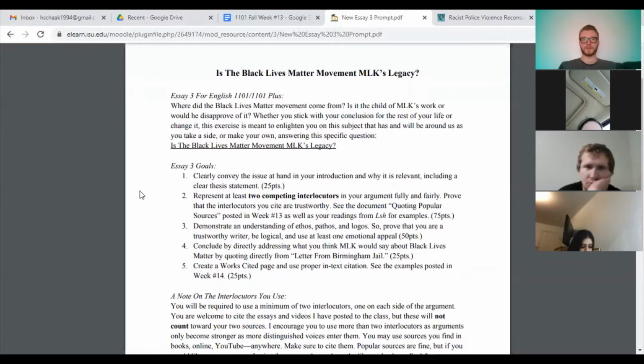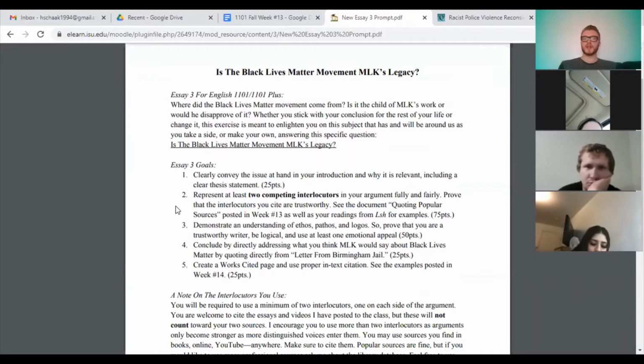The goals for the essay are here. These are the technical goals, right? Clearly conveying the issue. Represent at least 2 interlocutors. You only have to use 2 sources, and they only have to be popular sources. We're going to talk about the difference between popular and peer-reviewed today, and there's 2 videos next week that I already told you that you'll watch that show you the difference between popular and peer-reviewed sources. And these 2 interlocutors that you use, they have to disagree. So you're going to take one side, right? Say you take the side, MLK would not approve of Black Lives Matter. You need to have at least one source that agrees with you and one source that disagrees with you. You have to have one from each side of the argument.